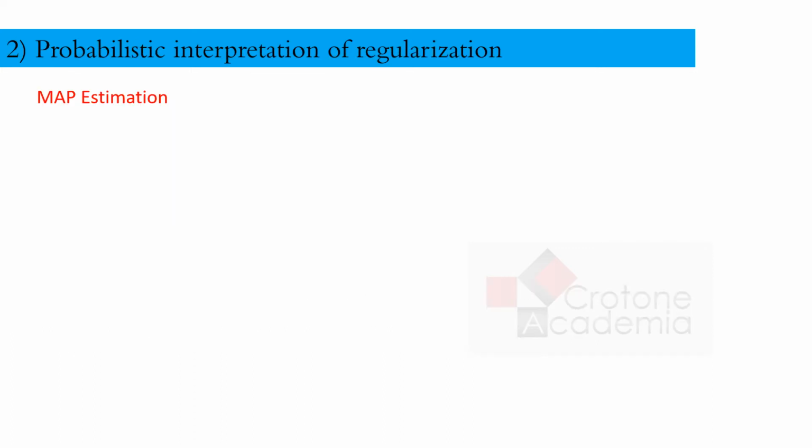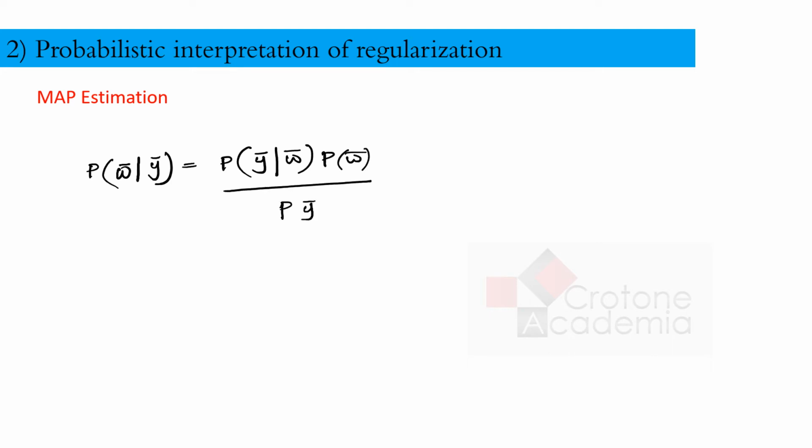In the MAP estimation, we are updating the weights using a new set of observations. Using the Bayes rule, we can write the probability of w given new observations y bar as the probability of y bar given w bar into the probability of w bar divided by the probability of y bar. This denominator depends only on the observations. As observations are constant, this value is a constant.